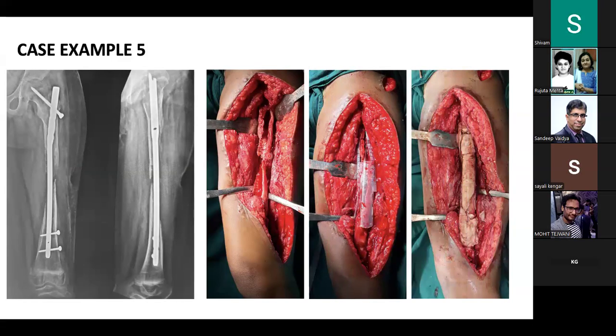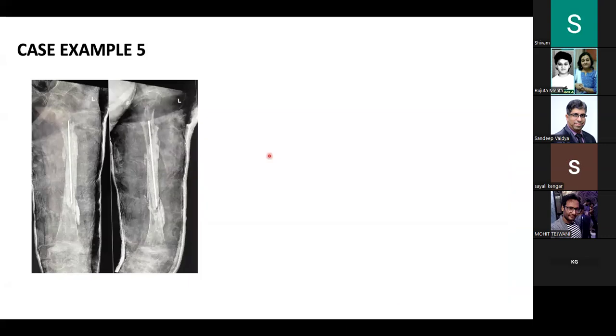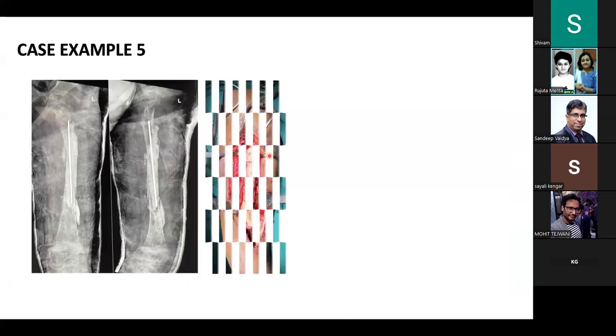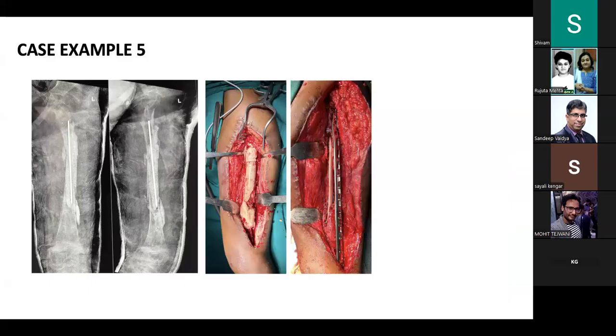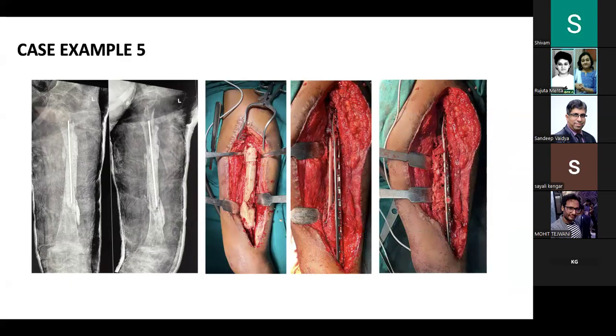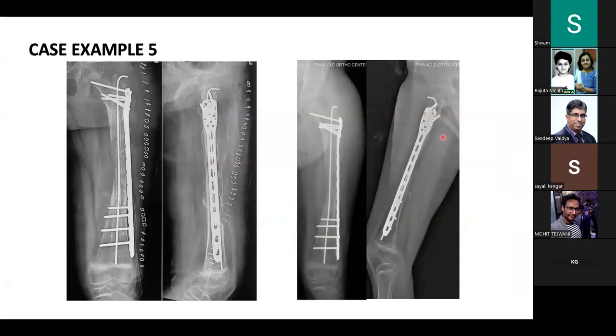and we again put in the cement spacer, stage 1 of the Masquelet. So this is the cement spacer that was put. This is the X-ray after the cement spacer. This is the second stage surgery. Now the cement spacer has come out, and here we put fibula. This is the fibula graft which we have put in that defect, and over that we put the cancellous graft. And this is how the fixation was.